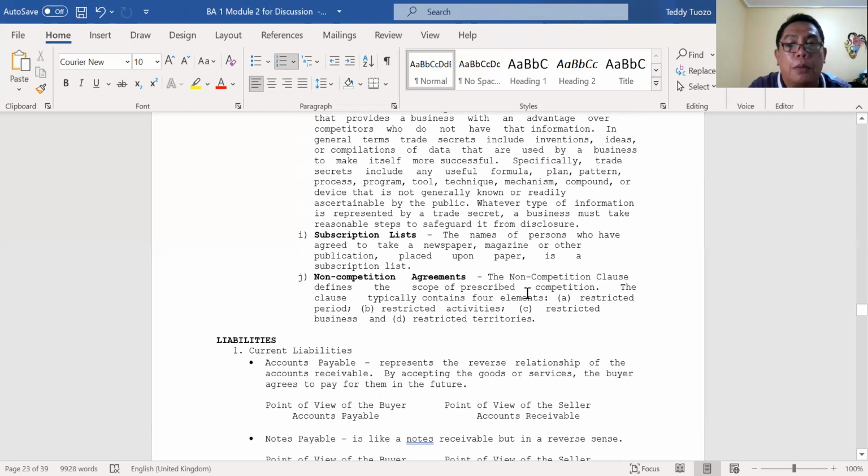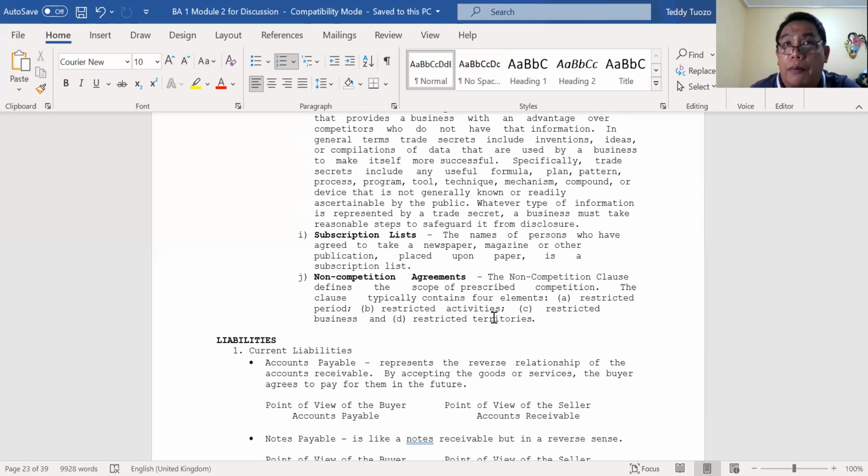No, for you to be able to not be competing with the same line of business, the same type of product. Actually, class, the best example for a non-competition agreement is the distributorship, or even a franchise. If you buy the entire franchise within the area, that is another thing for a non-competition agreement.